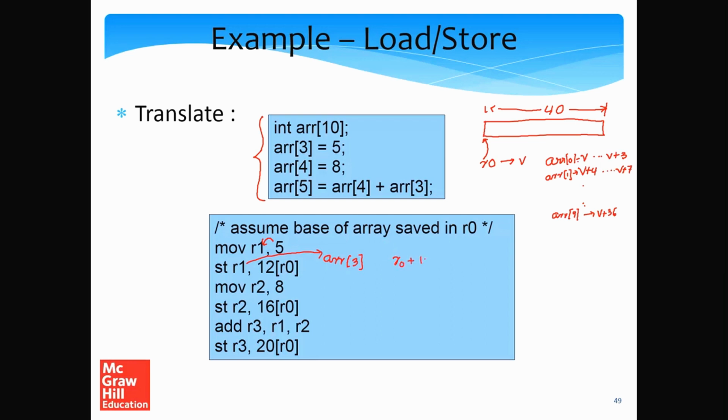plus 12. The reason being, let's go back to this discussion over here. The starting address of array[0] is the contents of R0. The starting address of array[1] is the contents of R0 plus 4. Similarly, the starting address of array[n] is R0 plus 4 times n. So in this case it is R0 plus 12, and we write it as 12(R0).